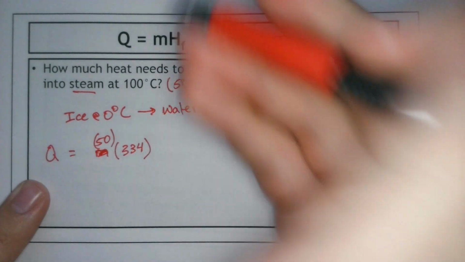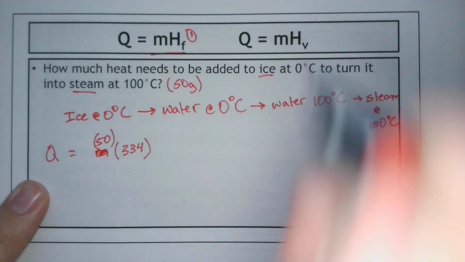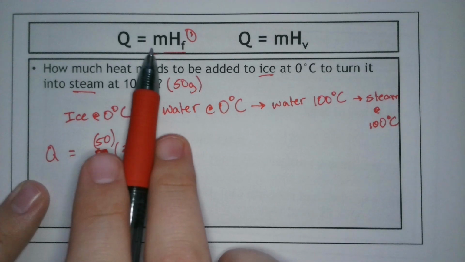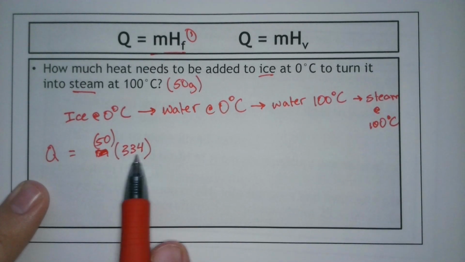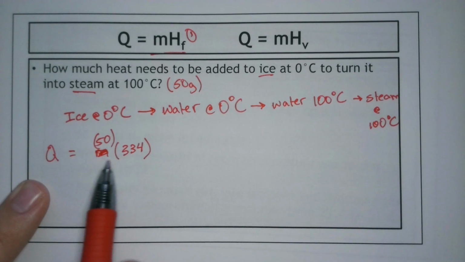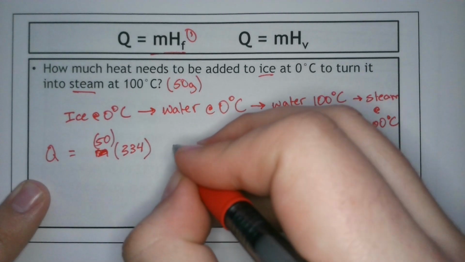Just going to plug in the mass. So my first formula I'm using, step 1, is Q equals m Hf. 50 for the mass of water, and this number here, 334, is the Hf constant. That's how much heat I need to turn all my ice into water.